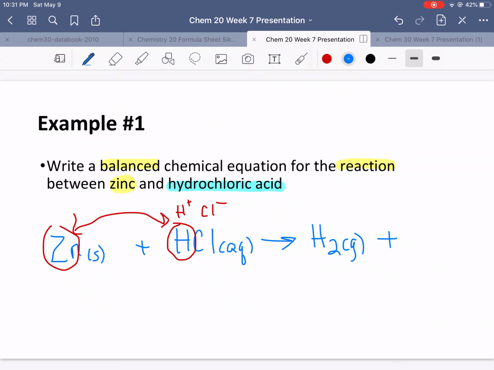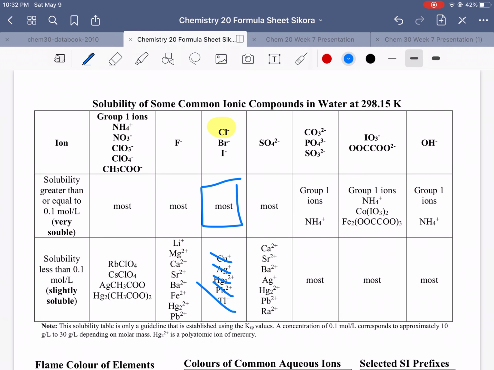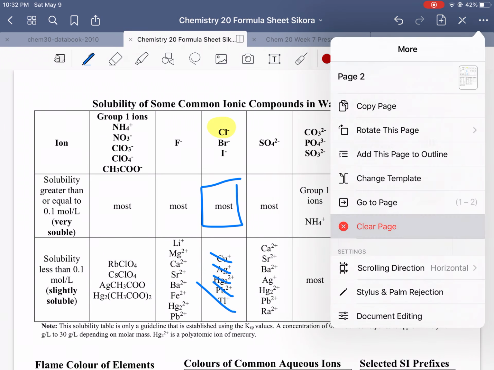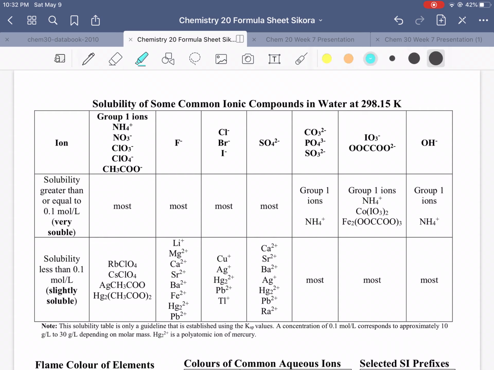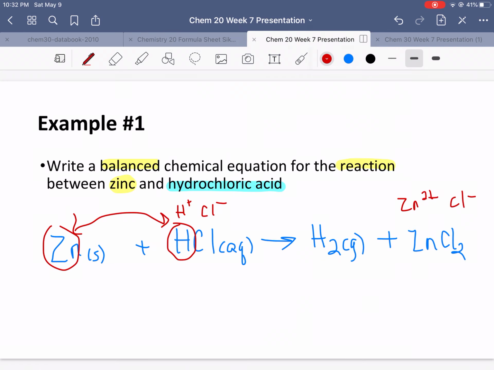So if you need to, you might have to write these out to figure it out. It'll be zinc 2 plus. The chloride ion is still there. Drop and swap. We will get zinc chloride. Okay, and there'll be two of them. Check your table. Come over here to this thing. Have a look at it. Be like, okay, we're dealing with chloride. Where does zinc fall into it? Zinc is not copper 1 plus, silver, the mercury diatomic ion, lead, thallium. No, zinc is going to be in most, which means it is going to be aqueous.